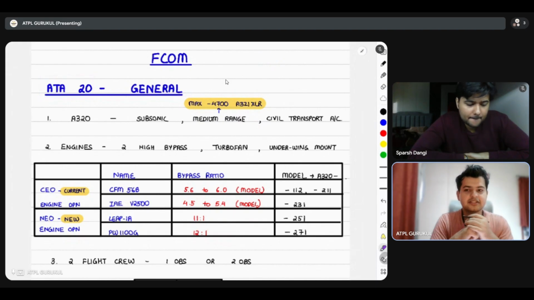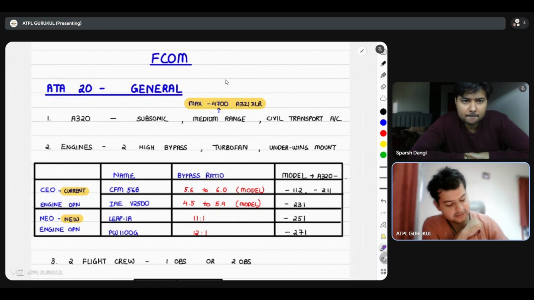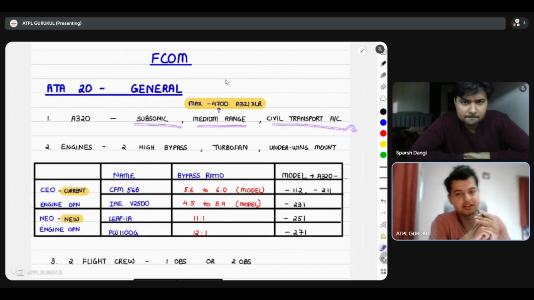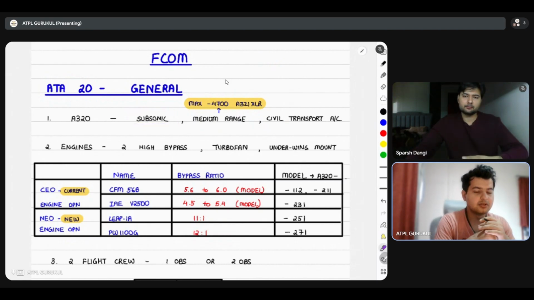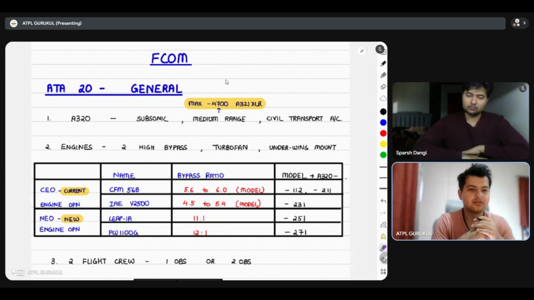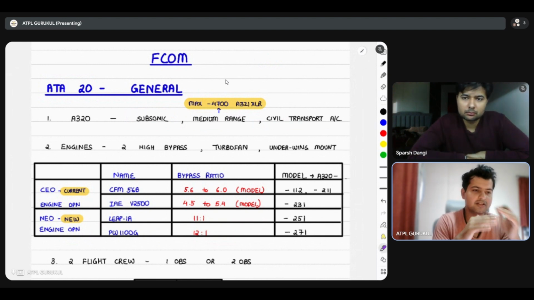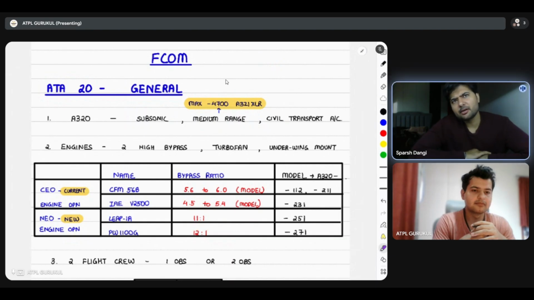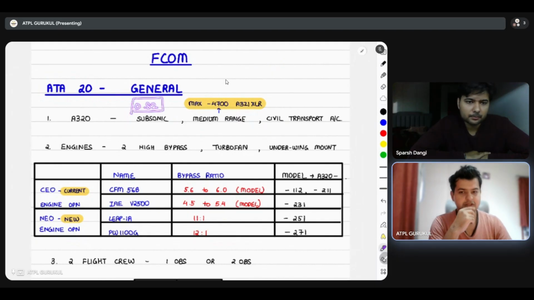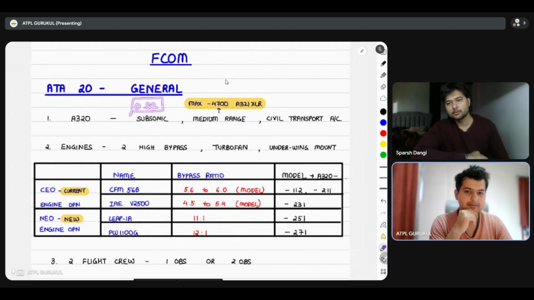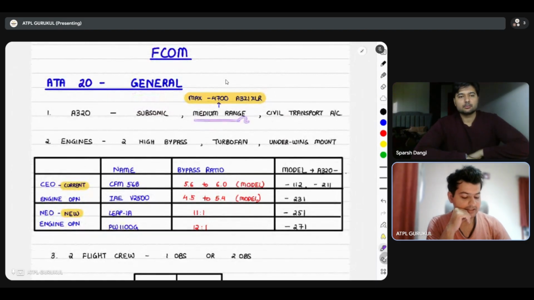What is the first line which is written for your aircraft? A320 is a subsonic medium range civil transport aircraft, right? What do you mean by subsonic? Lesser than the speed of sound. What is the maximum Mach number that you can fly? 0.82. This is your limitation in your FCOM. It will come in the limitations section.